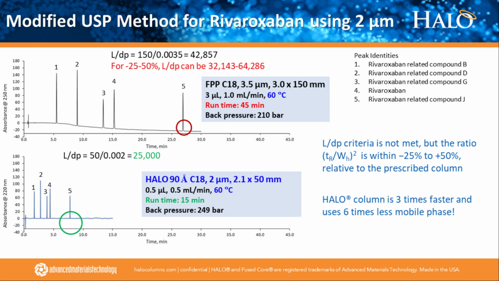And then finally, moving the method to a 2 micron, 2.1 by 50 millimeter column, you can see we're not beating that L to DP ratio of a minimum of 32,000. We're actually at 25,000. But the nice thing about the USP guidance is that you do have the option to look at the ratio of the retention time to the peak width at 50% squared. And for these particular results, it is within minus 25 to plus 50% relative to the prescribed column. So the Halo column now is 3 times faster and uses 6 times less mobile phase.